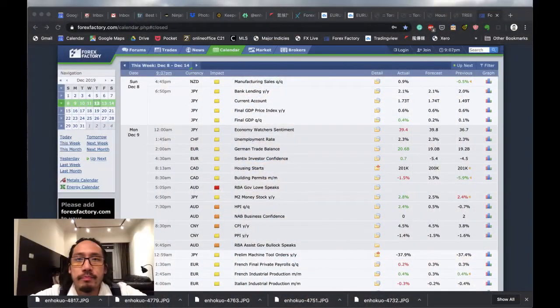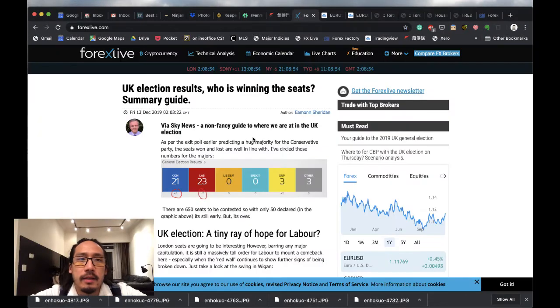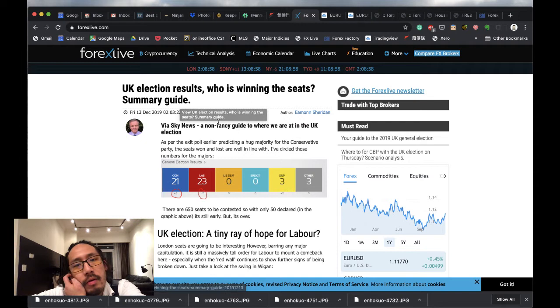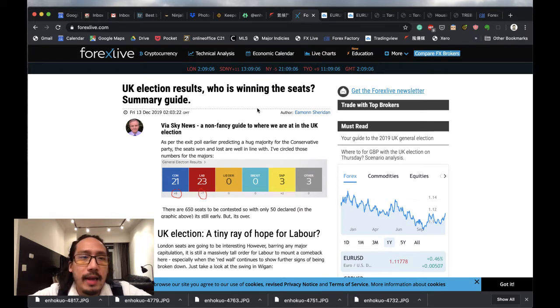But the result was that the Conservative Party actually won a very, very large number of seats. So most likely, Brexit is going to be real this time. Next January, I think the UK is really going to leave the EU. So what does that have to do with us?